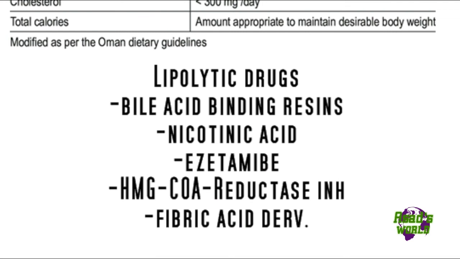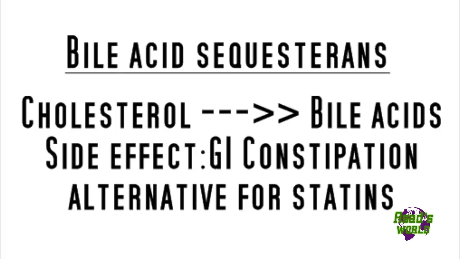Now apart from the lifestyle modification, the treatment is by drugs, and the drugs that are used are bile acid binding resins, nicotinic acid, ezetimibe, HMG-CoA reductase inhibitors, and fibric acid derivatives. Now summarizing what these drugs basically do: bile acid sequestrants decrease cholesterol by binding to bile acids, and they are basically the safest alternative to statins, and the only major side effect is GI constipation.